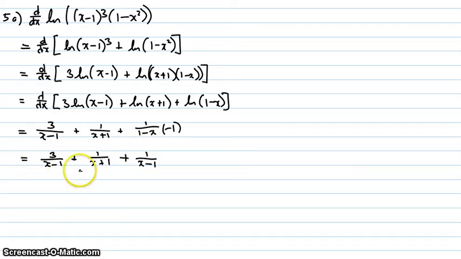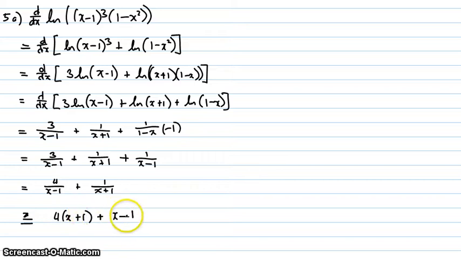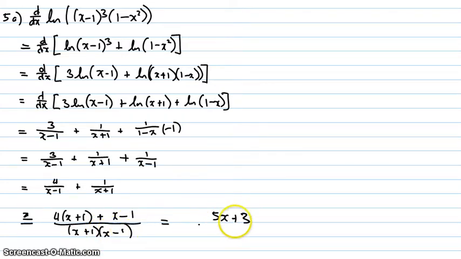You can see here that there's a lot of simplification that can happen. First of all, you've got 3, 1, same denominator, so this is 4 over x − 1 plus 1 over x + 1. Make them the same denominator, we get (4(x + 1) + (x − 1)) over (x + 1)(x − 1), and this is equal to (5x + 3) over (x² − 1). So that's our answer to part A.